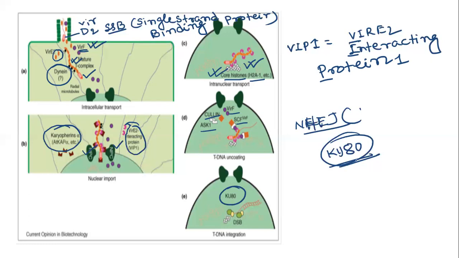And how are they interacting? By interacting with the core histones. We know that H2A, H2B, H3 and H4 are the histones. Histone is a basic protein, and histones are involved in chromatin remodeling and chromatin structural organization. So it's also interacting with the core histones, and with Ku proteins. Ku80 is involved, and there is induction of a double strand break in the plant genome, so that the T-DNA enters into the plant genome.